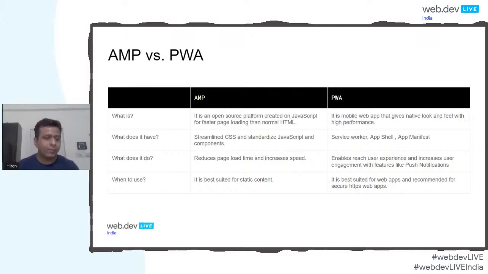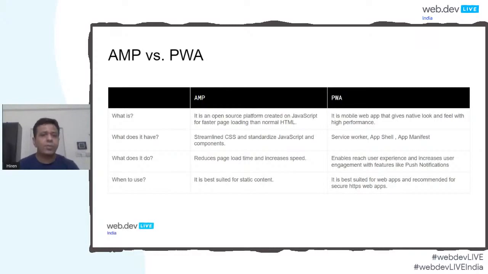Now, when to use AMP? AMP is particularly suitable when you want to deliver static content. Static content is like your ads, your newsletter, or an image gallery, something static which you just want to deliver to your users. So that's where you should go for AMP.